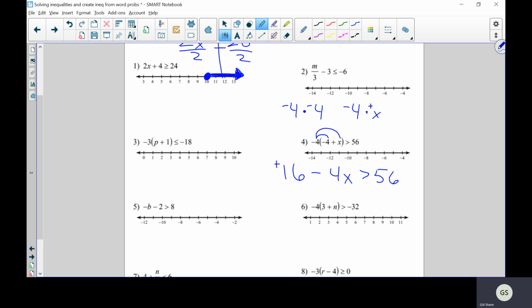Now you have a two-step equation that you can solve out using the sheets or the steps on your sheet. So there, I kind of got you started on that one. You can check your math, make sure.